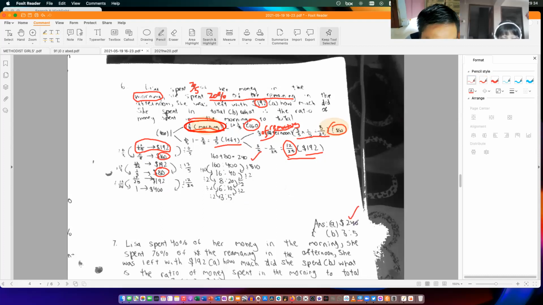Very good. Then the question asks for the ratio of morning to total. Morning to total. So total is 400. Okay. Then the morning is 160, right? So is this the, okay, this is not the simplest. So you do all the simplification. Very good. So you get the 325.